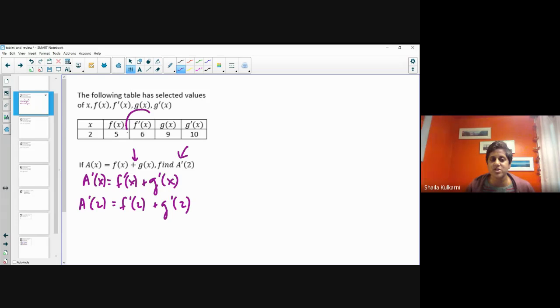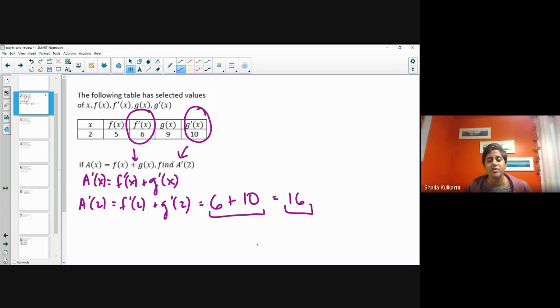I have f prime 2 is 6, and g prime 2 is 10. So we have 6 plus 10. Now, in calculus, you don't need to simplify. So here is your final answer if you don't want to simplify. If you do want to simplify, get it to 16. However, these 2 things that I just underlined on the right-hand side, you have to have those. That's not optional. You have to get it down to that side.